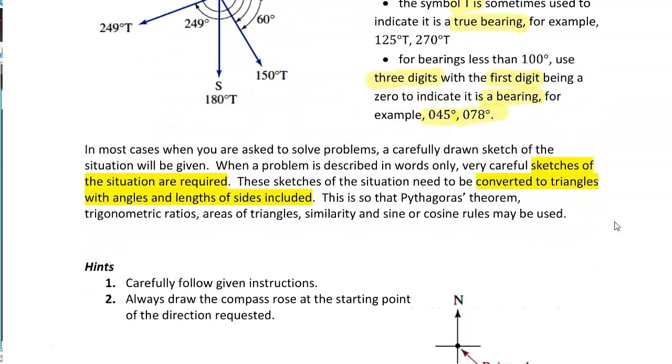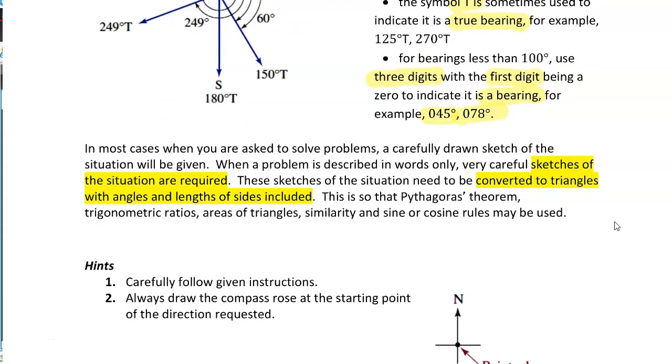In most cases, when you're asked to solve problems, you are given a sketch, okay? You're given a sketch. When it's only described in words, you've got to do that sketch, and you've got to be really, really careful. Now, even if you're given a sketch, I always recommend doing another little drawing of the situation, because their sketch might involve other things like buildings, but you really want to get it down to the triangles, because once we get it to the triangles, we can see how to solve it.